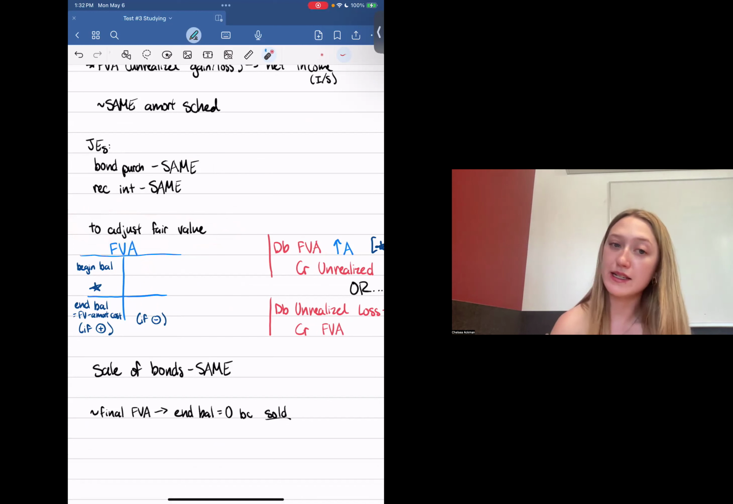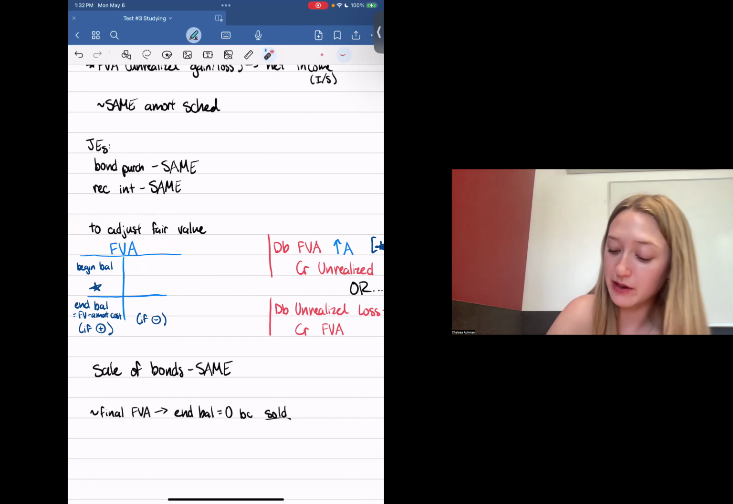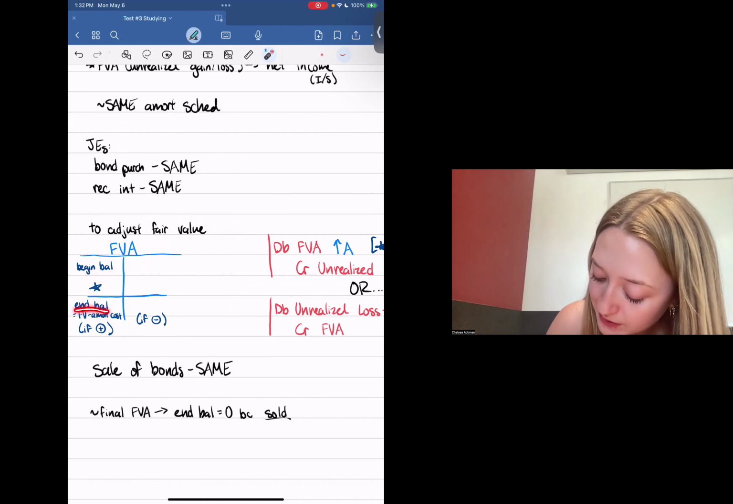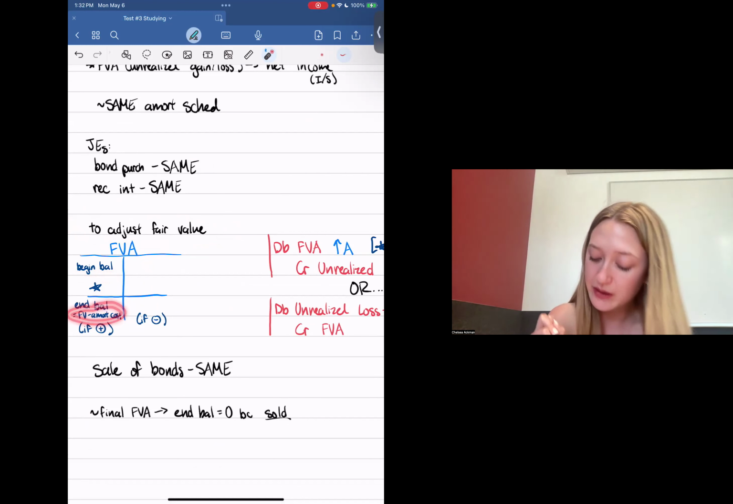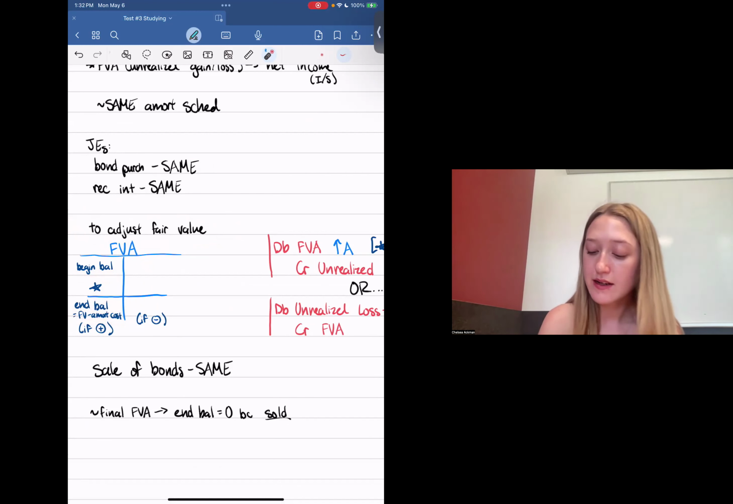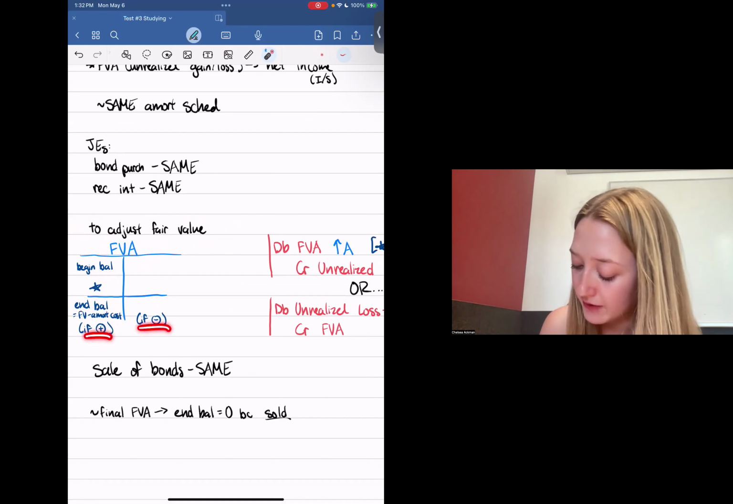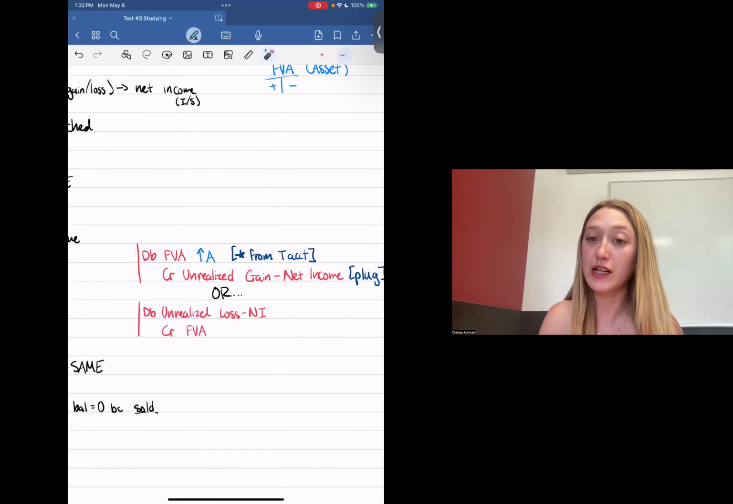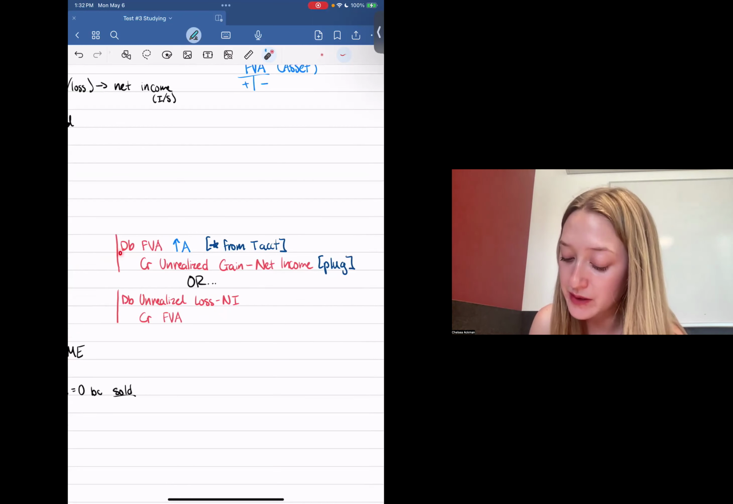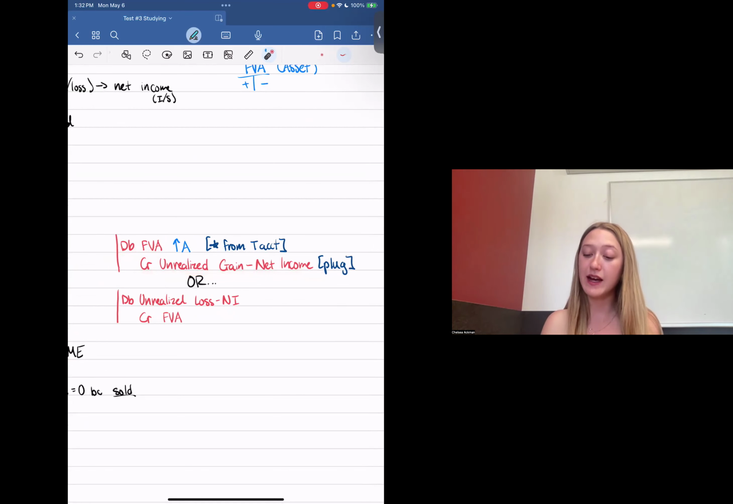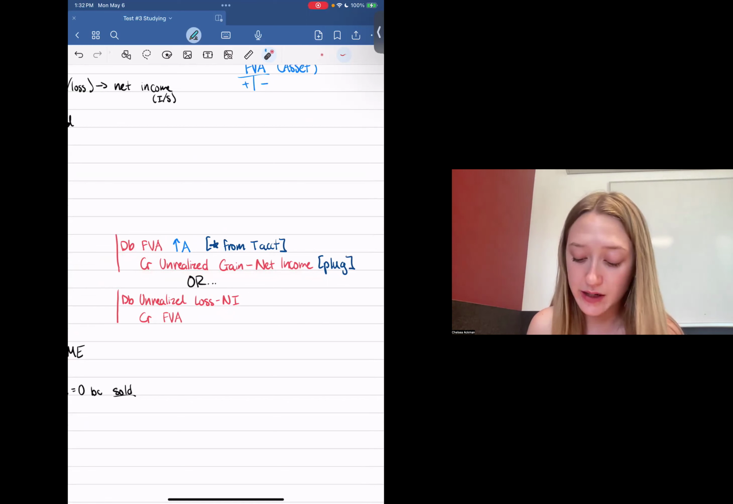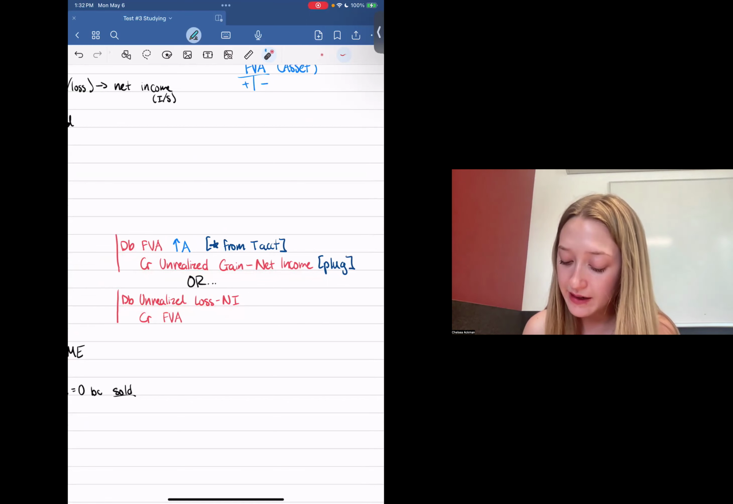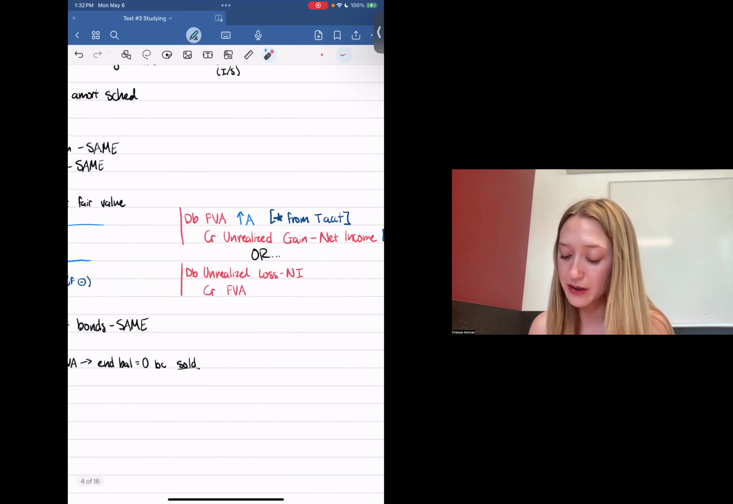So you can make a little T account for the fair value adjustment where you have the beginning balance and the ending balance, which is the fair value minus amortized cost. If it's positive, it's a debit. If it's negative, it's a credit. And then this star indicates what we're going to put in the journal entry for the fair value adjustment. So you either are going to debit fair value adjustment and credit the unrealized gain to net income, or if it's a loss, you debit the unrealized loss to net income and you credit the fair value adjustment.